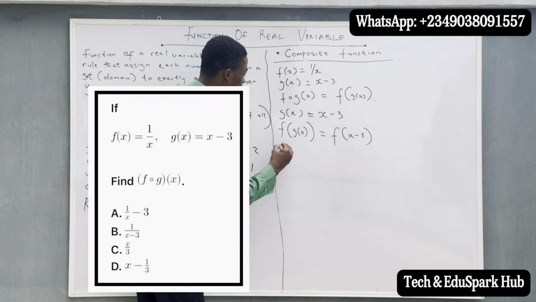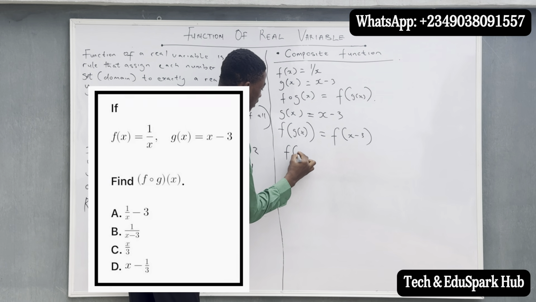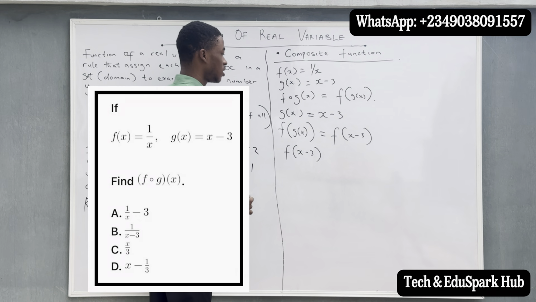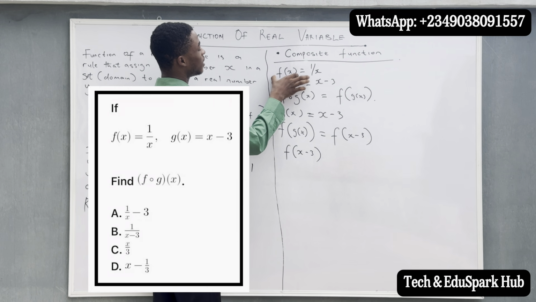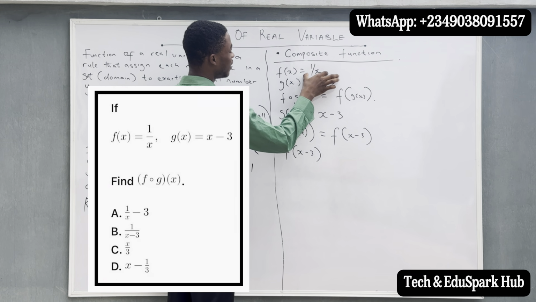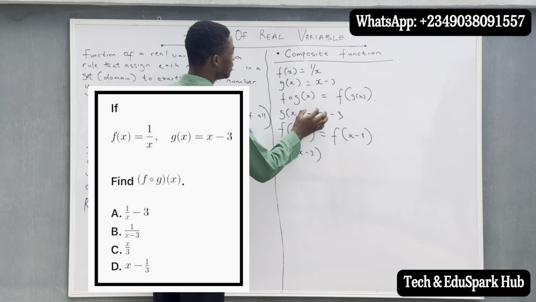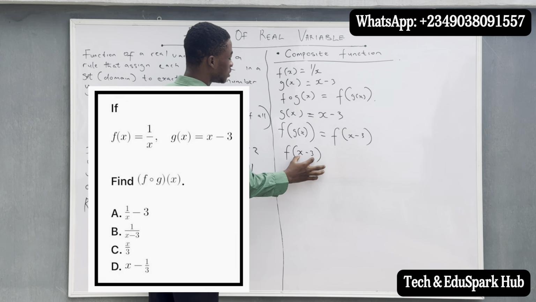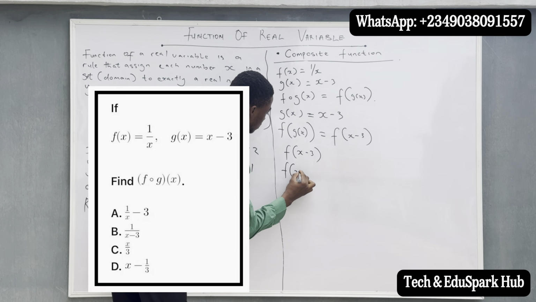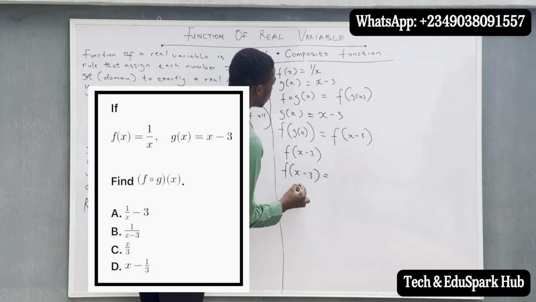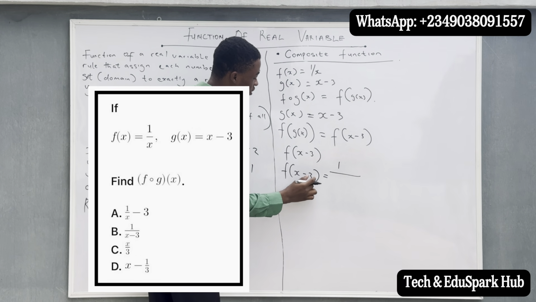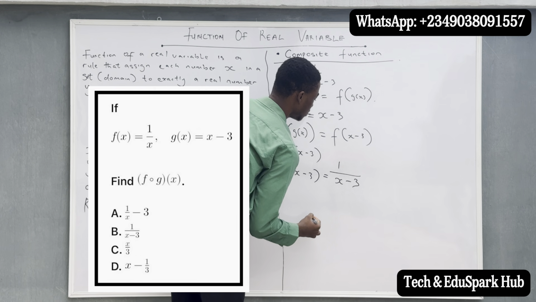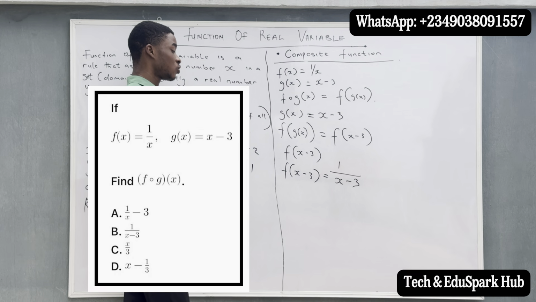So now that we have gotten f of g of x to be equal to f of x minus 3, we can now find the f of x minus 3, because you remember that f of x is equal to 1 divided by x. So wherever we see x in this equation, we have to substitute it for x minus 3. So in doing this, we have our f of x minus 3 to be equal to 1 divided by, instead of writing x, we'll substitute it with x minus 3.